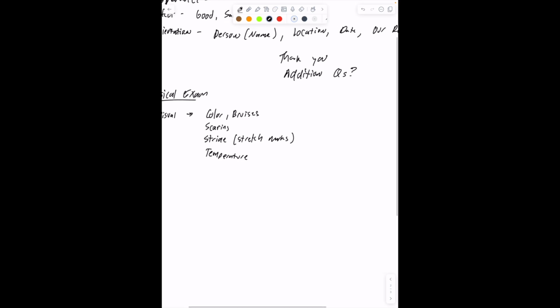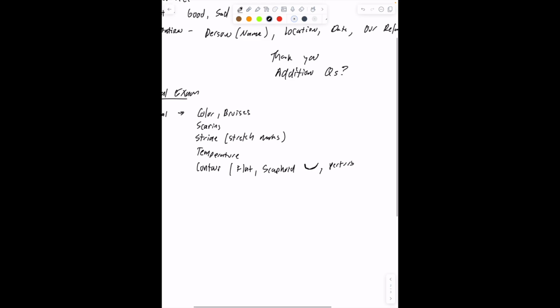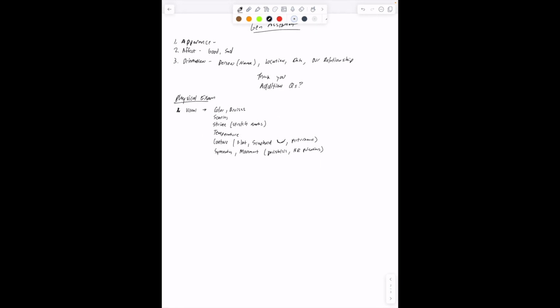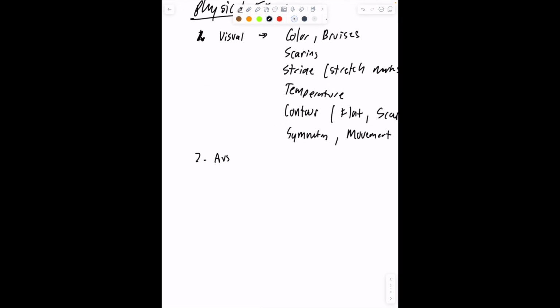Then you want to look for contour. So is their stomach flat? Is it scaphoid, meaning is it concave, or is it a protuberance coming out? Then we want to look for symmetry and movement, which would be evidence of peristalsis and just heart rate pulsations. Okay, so you want to look from the right side and from the foot of the exam table.